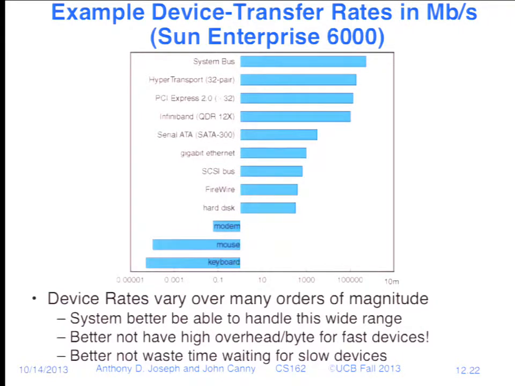Hard disks are around 100 megabytes a second now. The buses, interestingly, are not much faster than the disks, and SSDs are actually faster than some of these buses, and a little bit faster than gigabit Ethernet, too. The serial ATA protocol has been growing faster than SCSI and the other protocols have, so that's now faster than the fastest single disks.